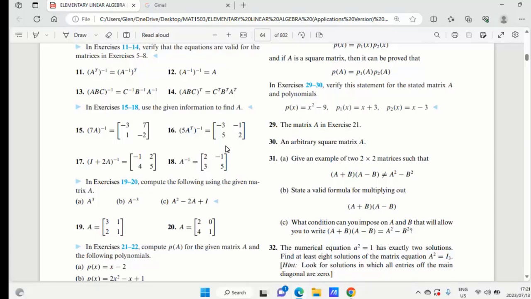Lerato, what did you get as the final matrix, my brother? Negative 1 over 8, 1 over 16, 1 over 8, 1 over 16.